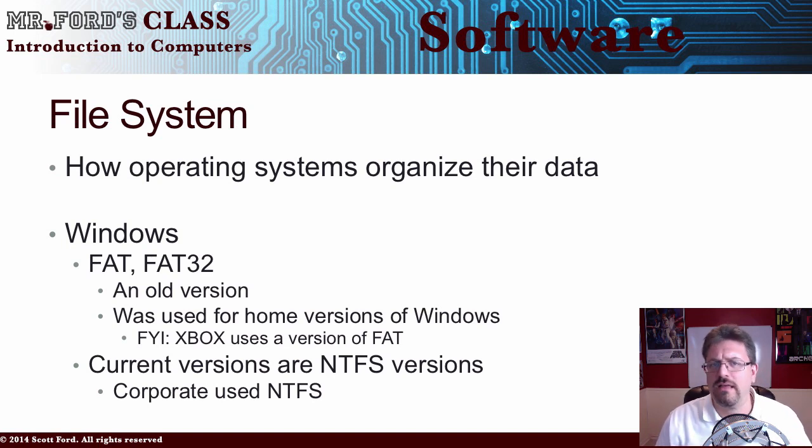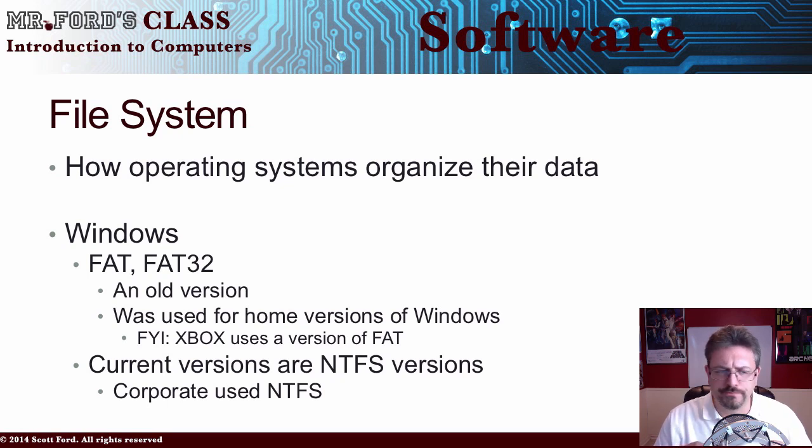The two file systems of note are the ones that we use for Windows as well as the one we use for Mac. The Windows file system had two basic flavors. We had the FAT system and the NTFS. The FAT system, FAT, is the older system. This is what we found in Windows 95, Windows 98, Windows ME. It's an older version. In fact, the last version of FAT was FAT32. It was used primarily for home computers. The corporate world didn't really use FAT. It had NTFS, which we'll talk about in just a second.